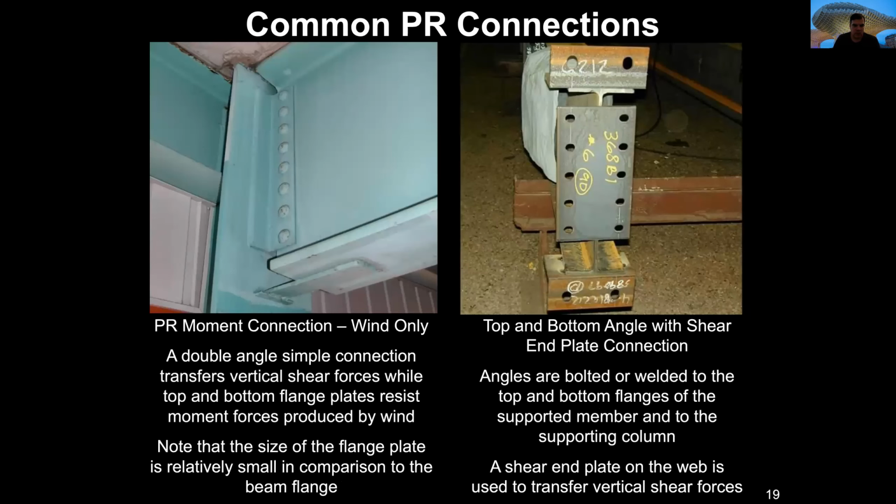It's called wind only. Well, we have a double angle that is a simple connection that will transfer the vertical shear forces and will resist all the forces that are produced, for example, by wind. Look how the flange is very small here in comparison with the superior one. Well, the inferior one, the part that is located here in the bottom, is for the wind only. Well, it's quite smaller in comparison with this one that is supporting the rest of the loads, like the weight of the building.